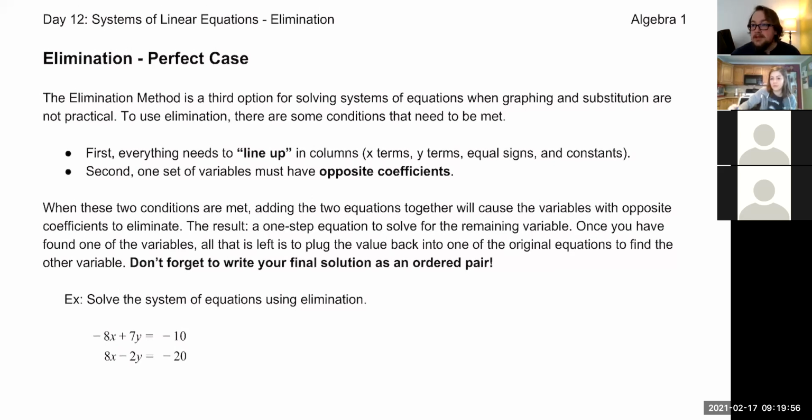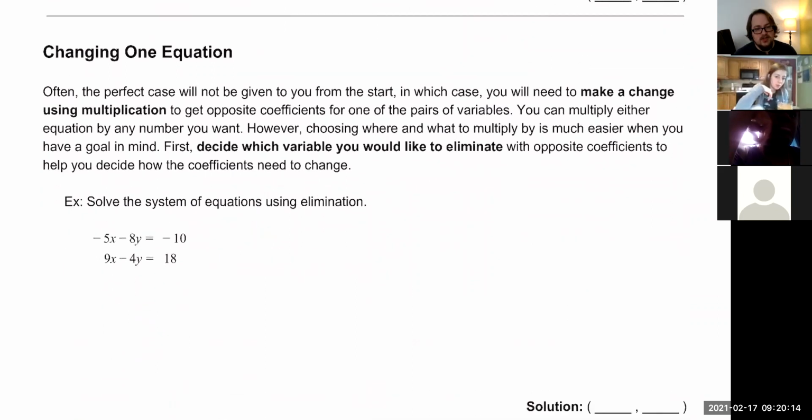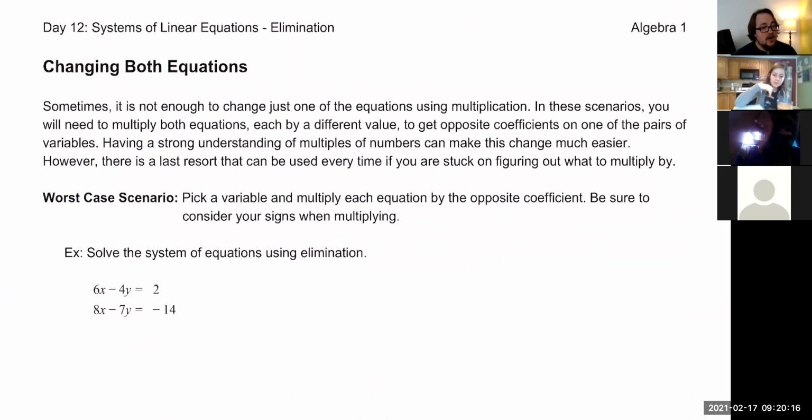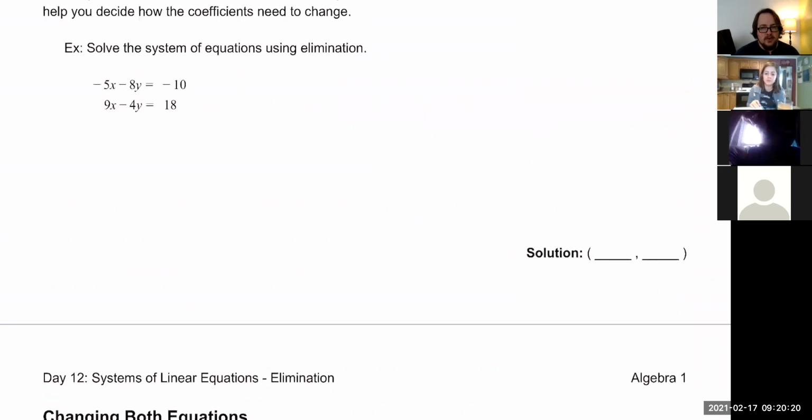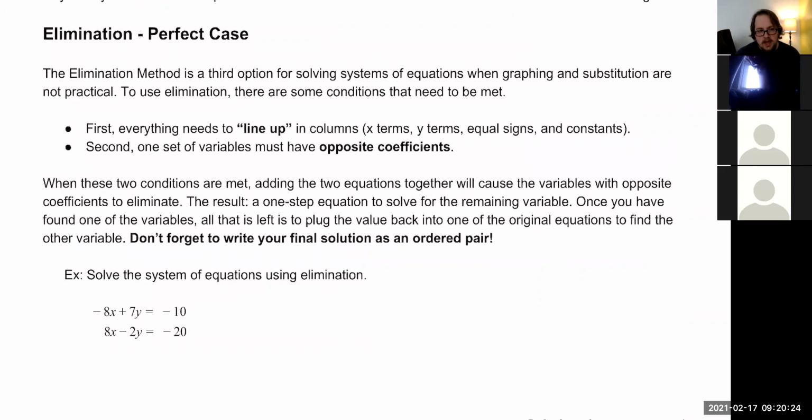All right. So the notes for today, like I said, are broken up into special cases here. The first one we're going to start off is the most favorable case. I like to call it the perfect case, because it really is just begging for us to use elimination. And then we'll look at what happens when we need to change one of our equations. And then we'll look at the most involved case, which is having to change both equations. So we'll get to those. We're going to work our way up to that slowly. But first, our perfect case.